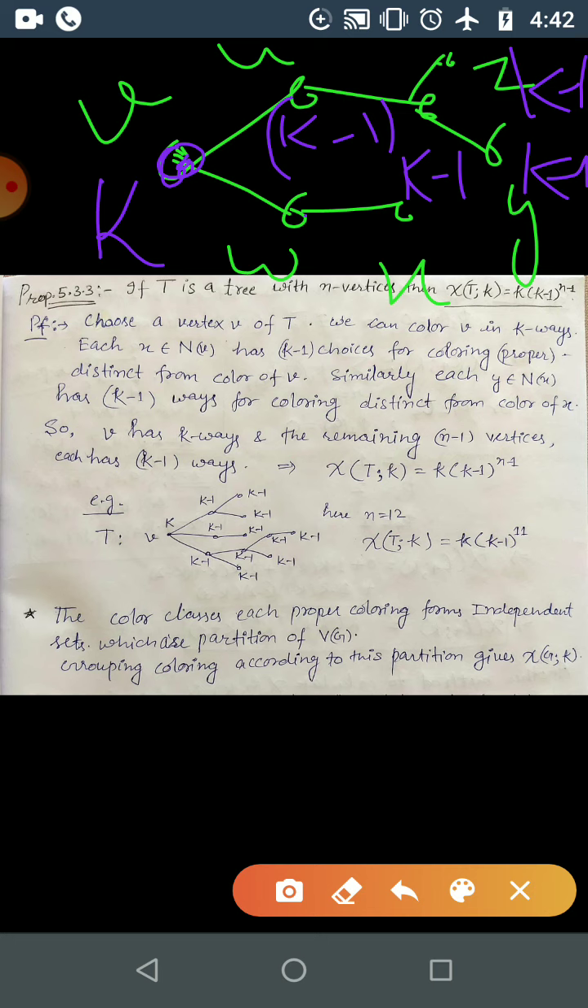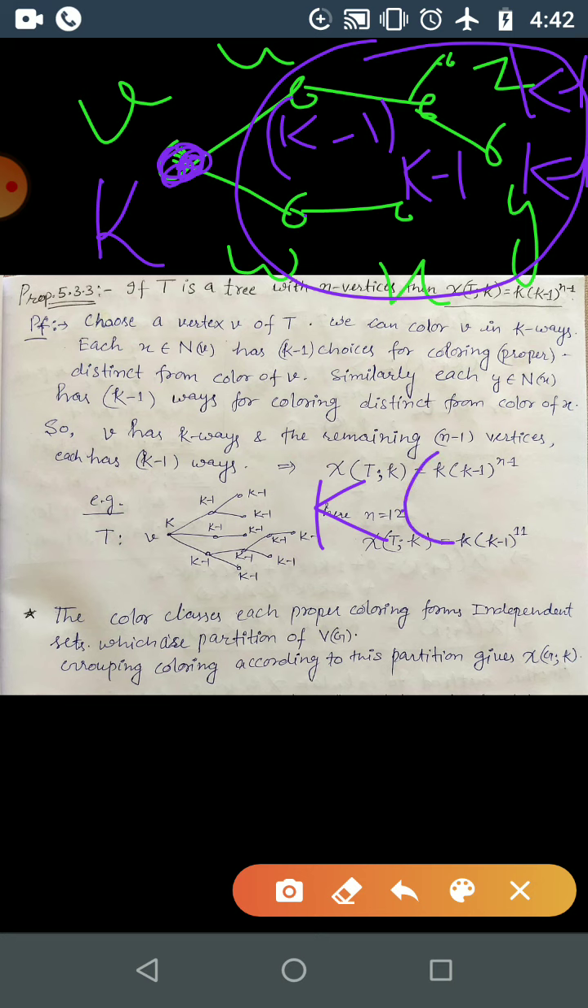So how many vertices are there? N vertices are there. Out of n vertices, the one vertex has k choices and every other vertex has k minus 1 choices. So one vertex has k choices, so that is k into every other vertex. The other vertices left are n minus 1. So these n minus 1 vertices having k minus 1 choices, it will be k minus 1 into k minus 1 and so on up to n minus 1 times. So it will be k into k minus 1 raised to power n minus 1, correct? So this is the chromatic polynomial of a tree when the number of colors is given as k, correct?